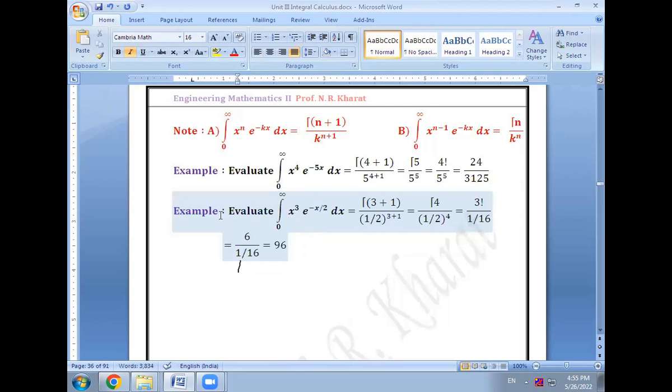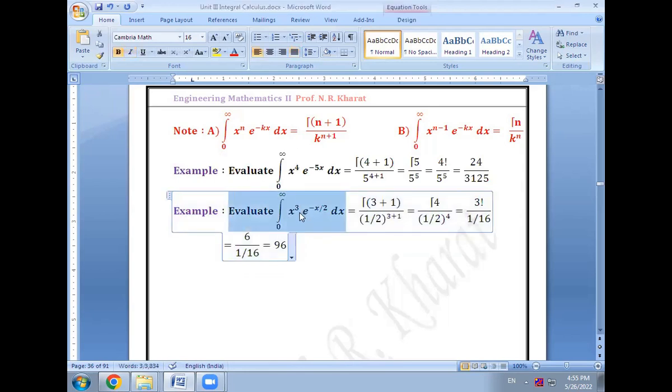When we compare in this example, the value of n is equal to 3 and the value of k is equal to minus 1 upon 2. So replacing the value of n is equal to 3 and k is equal to 1 by 2, we get a solution gamma of 3 plus 1 upon 1 upon 2 raised to 3 plus 1. Gamma of 4 upon 1 upon 2 raised to 4. Again, gamma of 4 is nothing but 3 factorial and 1 upon 2 raised to 4 becomes 1 upon 16. Finally, we get the answer 6 upon 1 upon 16 is equal to 96.